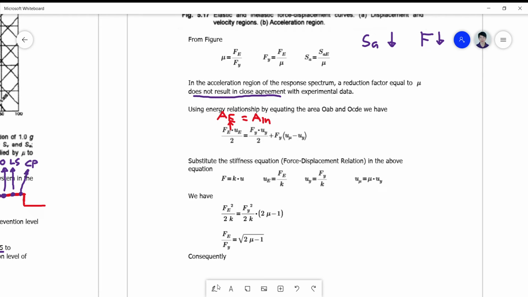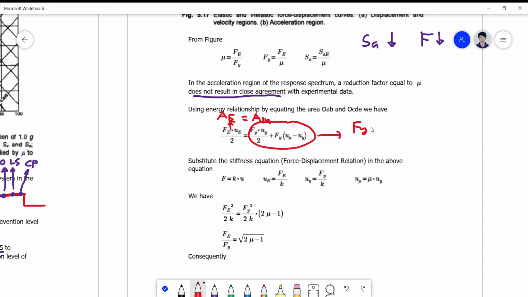Okay, let's continue from where we stopped last time. So this is simplified further, left or right side here. Let us simplify it. So this is Fy. Uy is Fy over k. So this becomes 2k, and then plus Fy. Okay, U mu is mu uy minus uy.